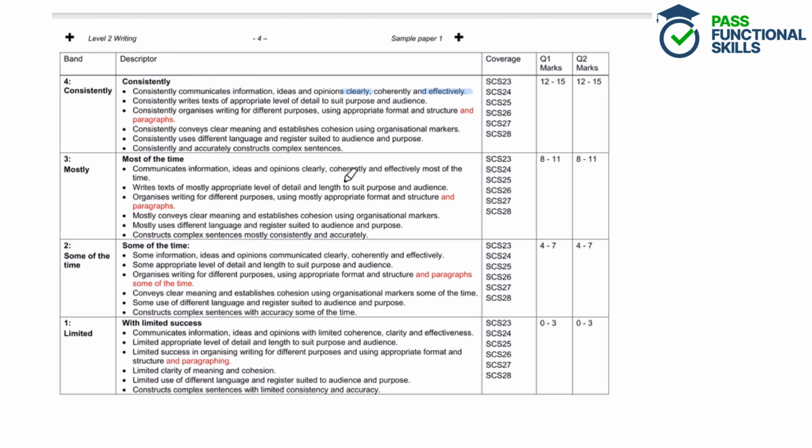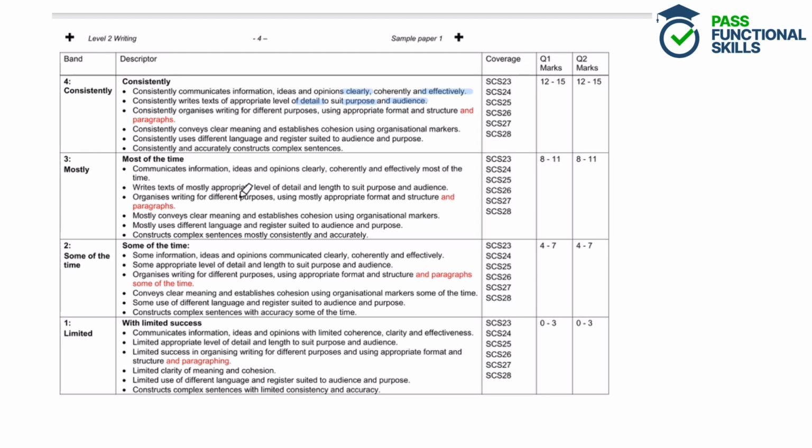Consistently writes text of appropriate level of detail to suit purpose and audience. So this means that you need to include lots of details, but not go into too much detail. You just want enough so that you are fulfilling the purpose of the text and an appropriate level of detail for the audience. So for example, if you were writing for a group of children, you wouldn't want to go into too much detail because they might not understand what you mean.